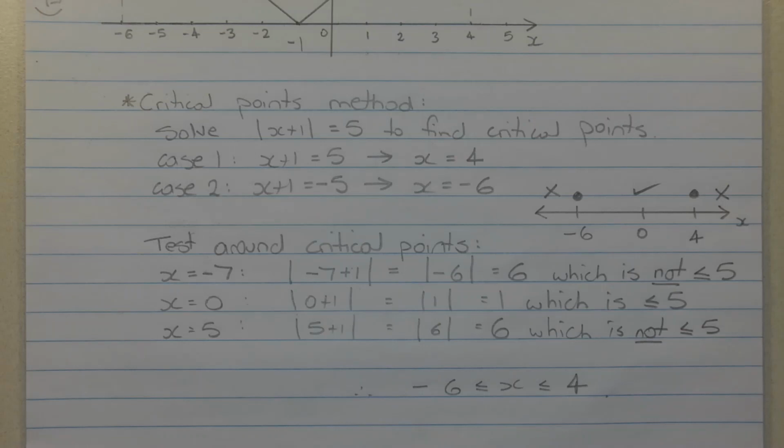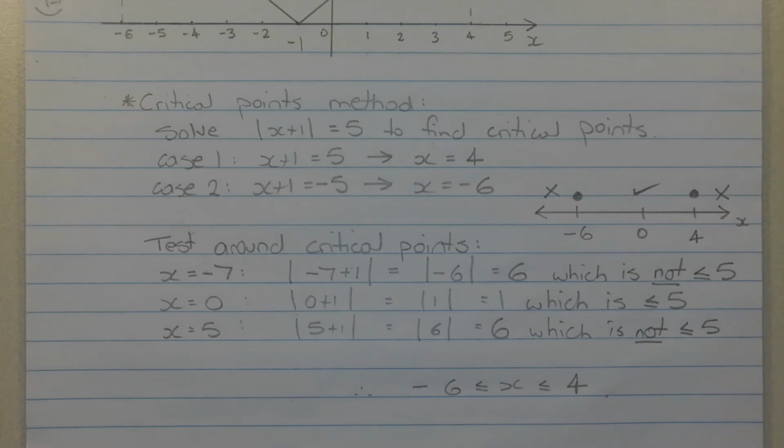So let's find these critical points. I'm going to solve the absolute value of x plus 1 equals 5, and that gives rise to 2 cases. Case 1, x plus 1 equals 5. Subtracting 1 from both sides of the equation, we get x equals 4. And for case 2, x plus 1 is equal to negative 5. Subtracting 1 from both sides of the equation, we get x equals negative 6. And I've shown those 2 critical points on the number line here.